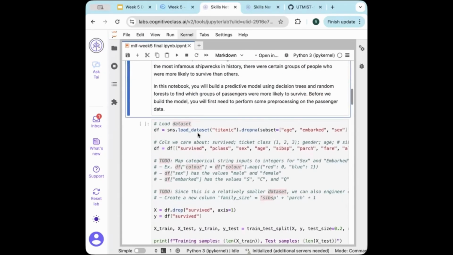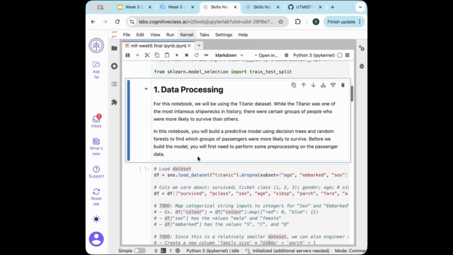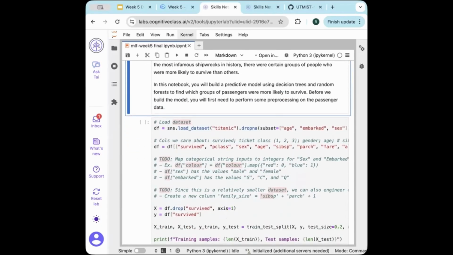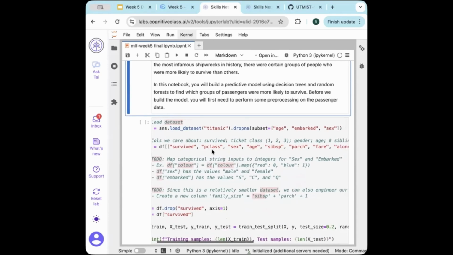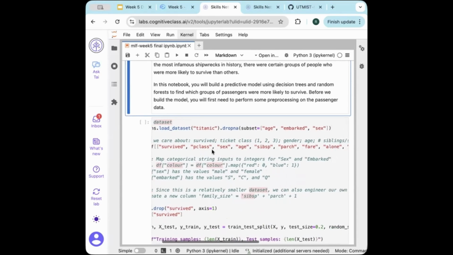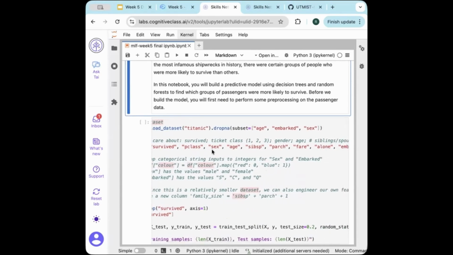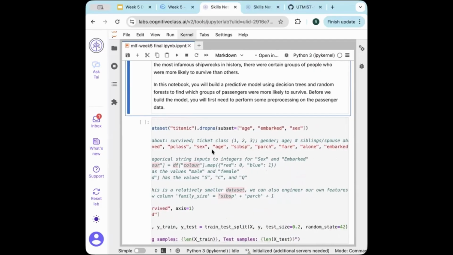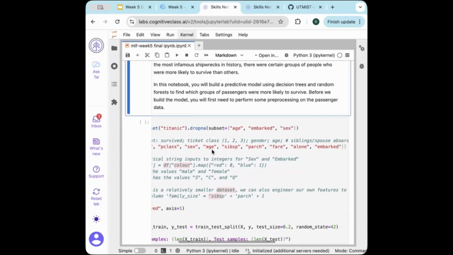So let's start with the first line. What does this line do? Load dataset basically pulls the Titanic dataset from Seaborn, and dropna means we throw away rows with missing age, embarked or sex, because we will need those as features. And then we're only going to keep the columns or features that we care about. They're going to be survived, and the ticket class, labeled as pclass. The ticket class is 1, 2, 3. For example, class 1 means people who bought the tickets in the highest class, and so on.